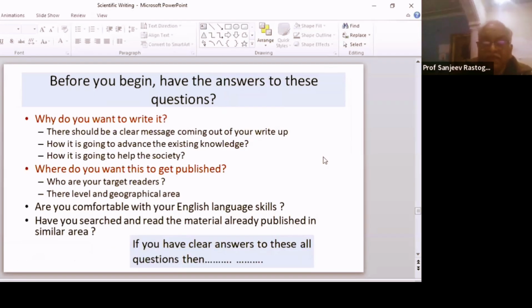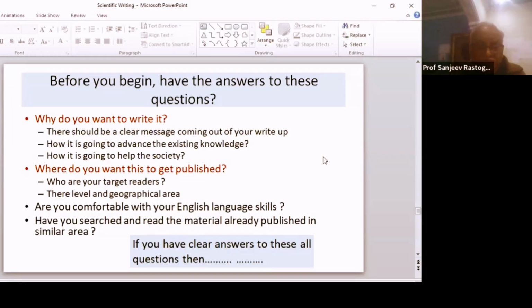Okay, before we begin, you need to think of if you have the answer of these questions. First question is this, why do you want to write it? What is the purpose of writing? If the sole purpose of your writing is that you just want to have one research paper, two research papers, because it is mandatory to get a qualification or to get a PhD or MD degree in your particular discipline, this is useless. You need to understand that unless or until you have a clear message coming out of your write-up, you should not write it.